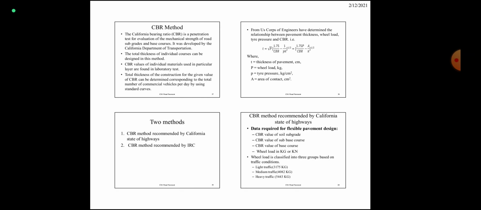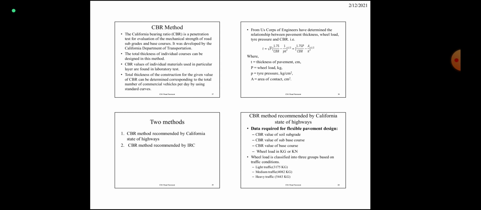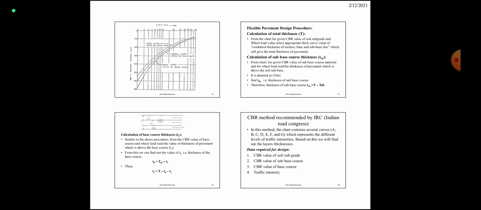Light traffic, 3175 kg. Medium traffic, 4082 kg. Heavy traffic, 5443 kg. Flexible pavement design procedure. Calculation of total thickness T.